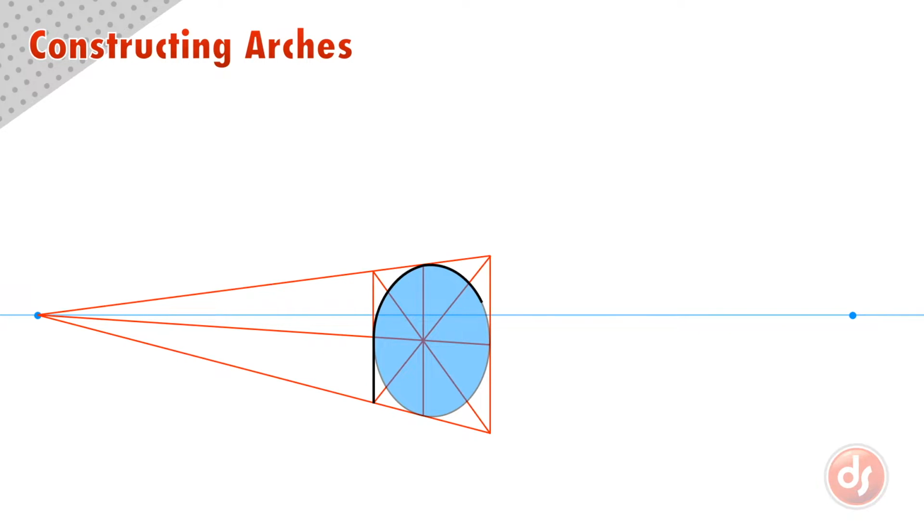The arch itself is really just the top section of the ellipse, connected to the ground via straight lines. This curve will be the opening of the arch, so we'll need to build the thickness of the arch that we would see through this opening.